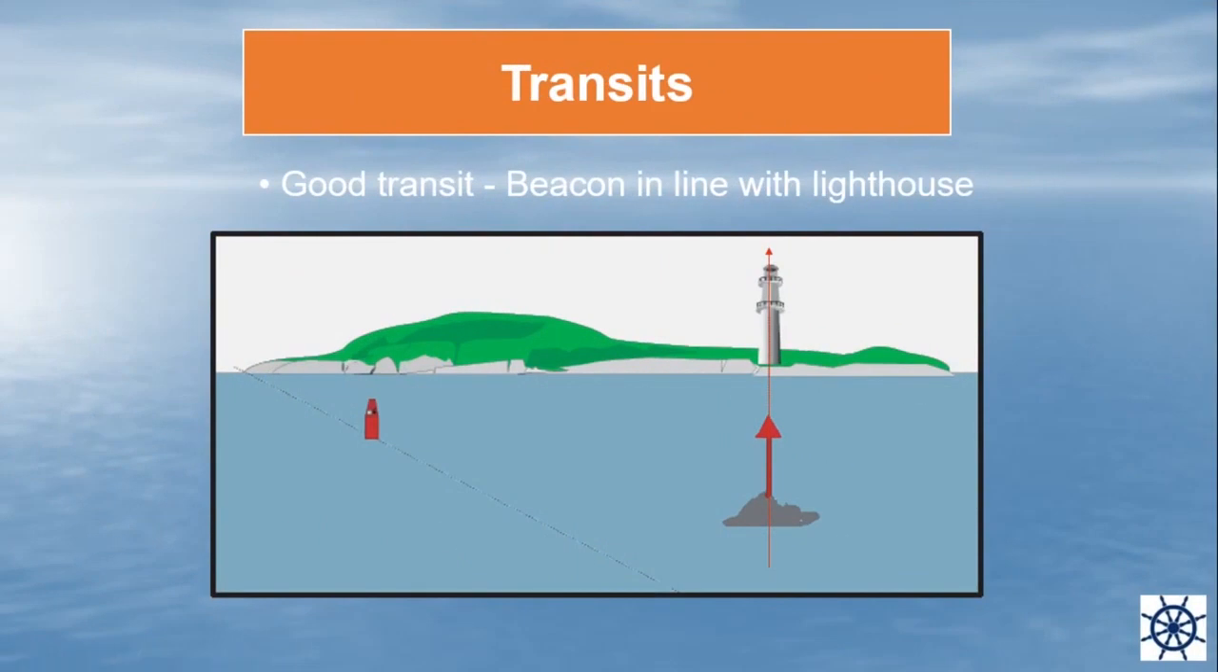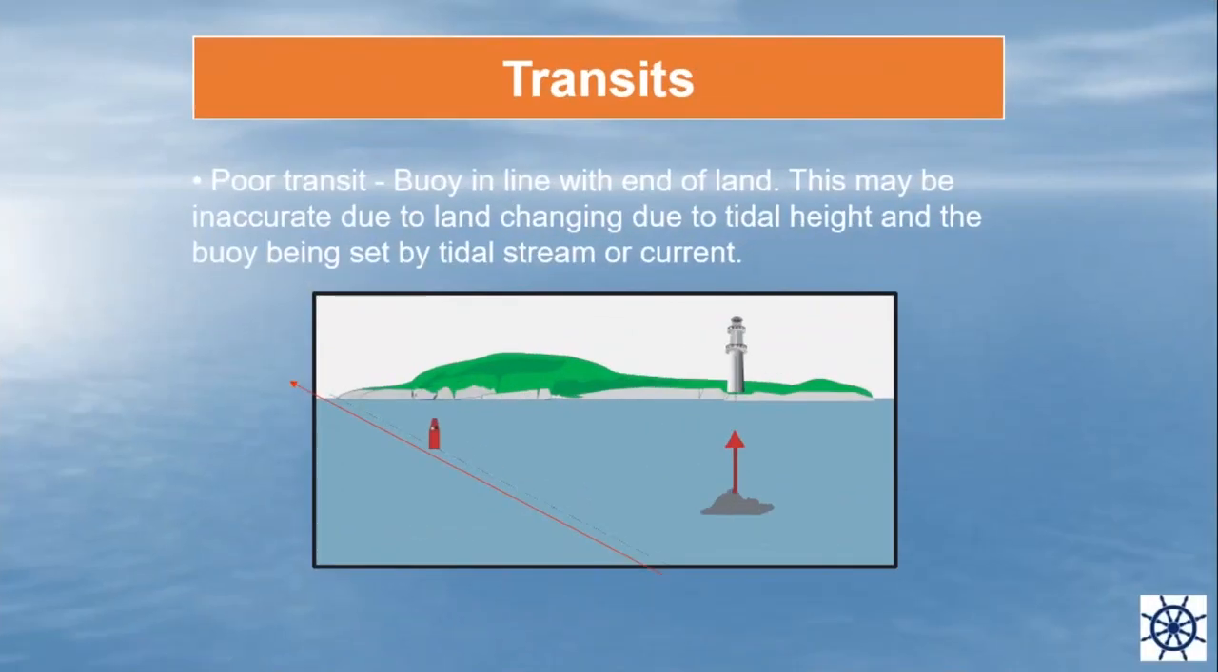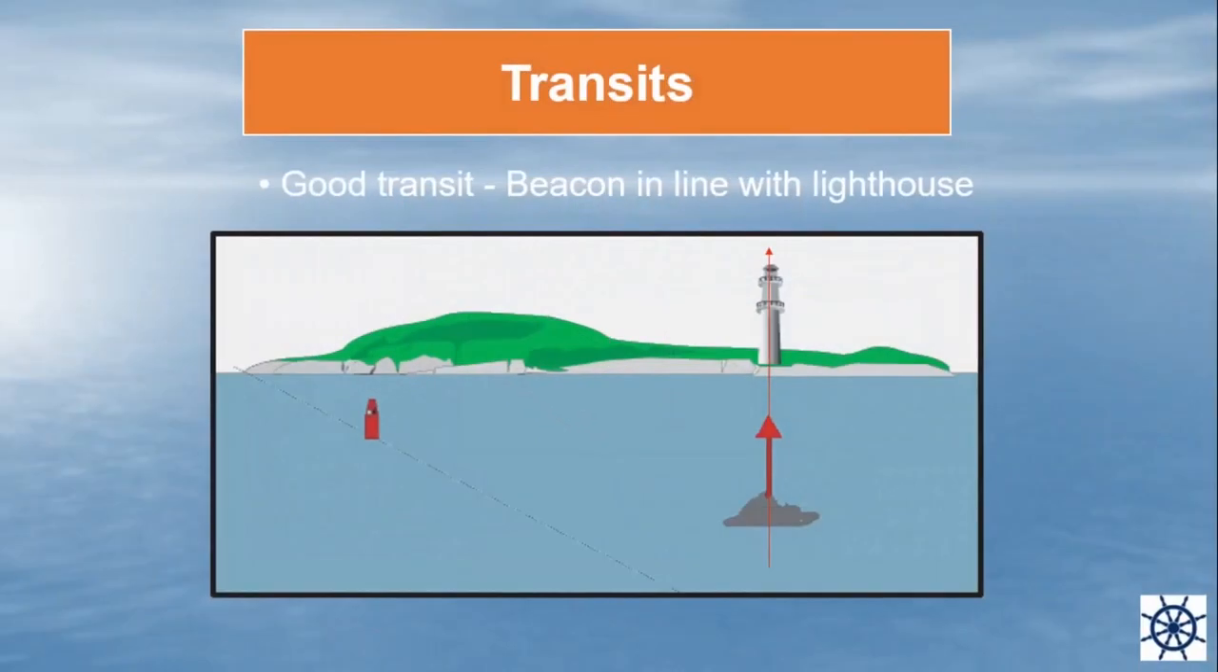Okay. Good transit bearing. Beacon in line with the lighthouse. Yan, maganda yan. Ito, oh. If you plot the bearing of this line, no? If they are in line together, it will give you a good transit, no? Okay, so for transit. O, yan. O, no, kanina, talagang in line with the, ano, no?